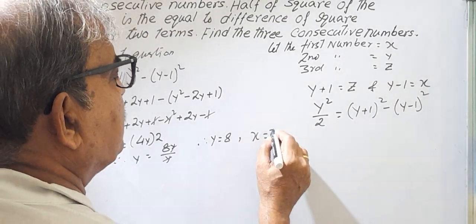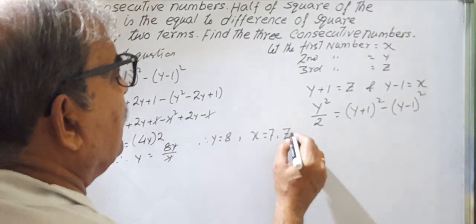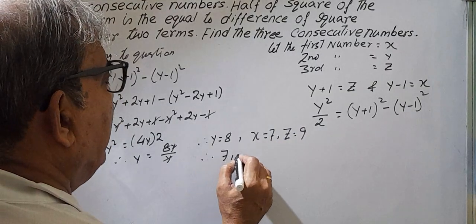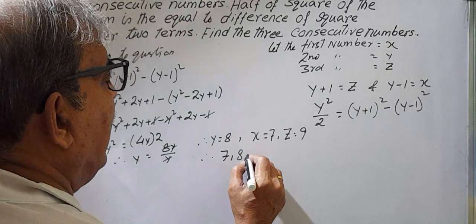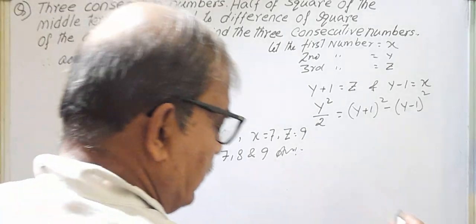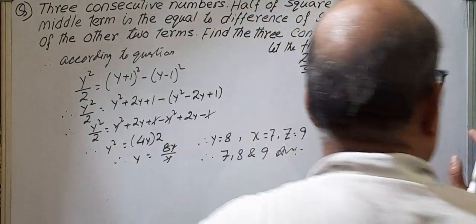x equals y minus 1, which is 7, and z equals 9. Therefore the numbers are 7, 8, and 9. This is the answer. प्यारे बच्चों, what did I do?